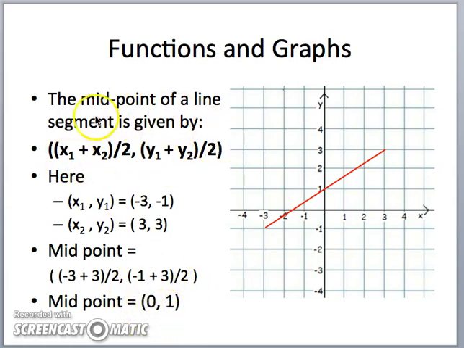This equation is how you do it. It looks a little bit complicated, but basically what we've done is take the two x values, add them together and divide by 2, and the two y values, add them together and divide by 2. And that gives us our midpoint.